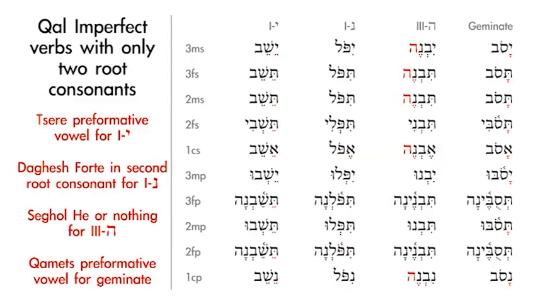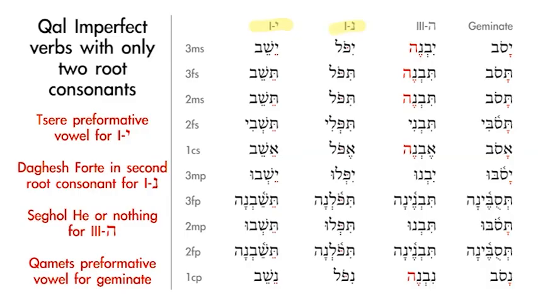There are four weak verb classes in the imperfect where you'll see only two root letters. The question then becomes, which weak verb class does it belong to, or how do you reconstruct that verbal root so you know what it means and how to identify the verbal root? Here's how it works. In the first-yod weak verb class, you'll see that there's a tsere preformative vowel in every form. That tsere preformative vowel will tell you to reconstruct the verbal root as first-yod.